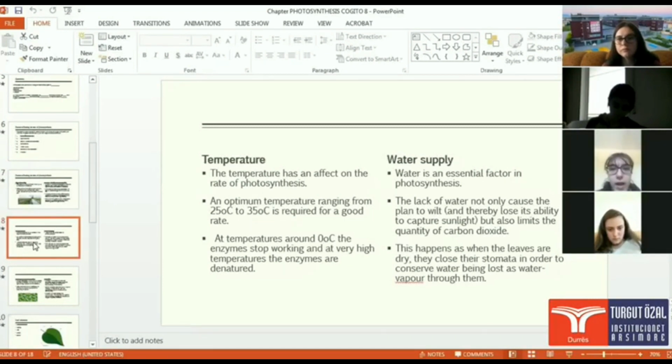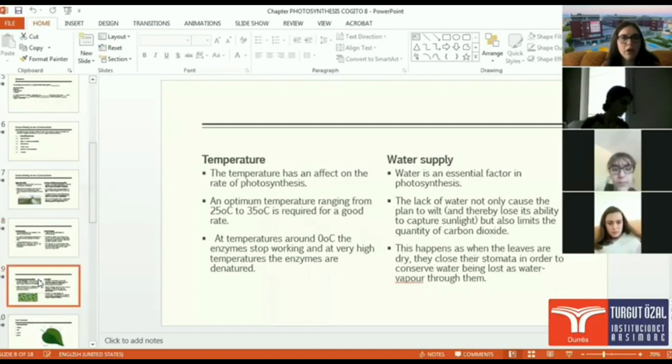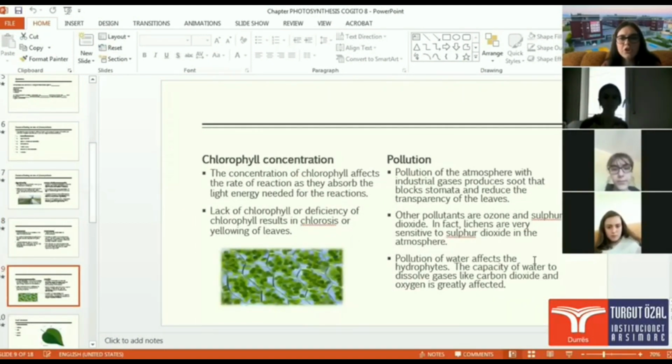The water supply. Well, we need to be careful to give plants the right amount of water, because too much water causes the plants to wilt, and a lack of water causes them to wilt again. So we need to be careful with the water supply, even though it's an essential factor that the plant needs to live. Still, it needs to be in the right amount. Okay, so it must be in the right amount. All right, now chlorophyll concentration and pollution.